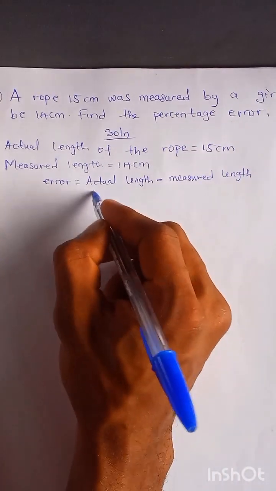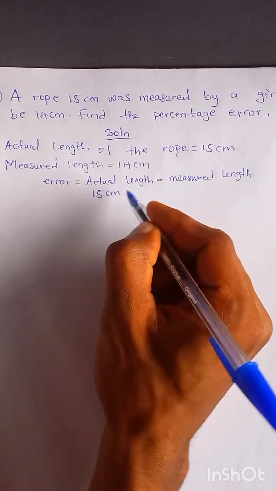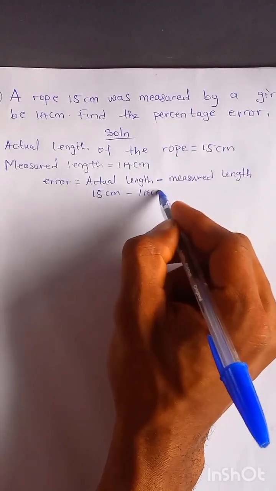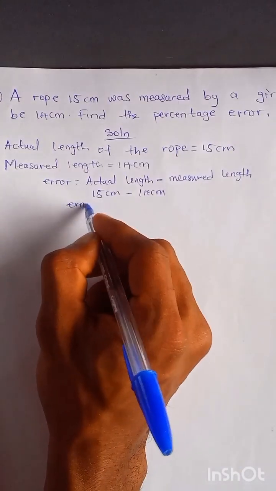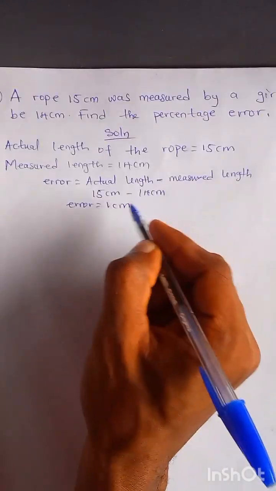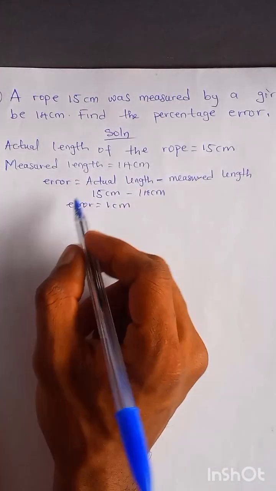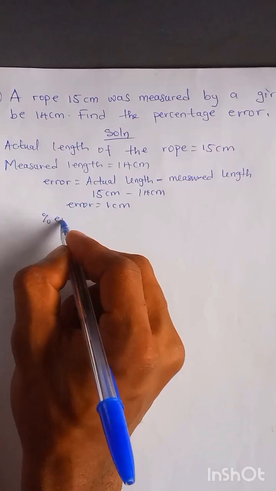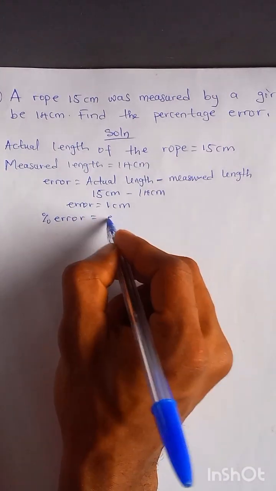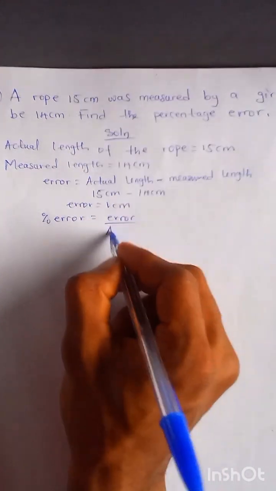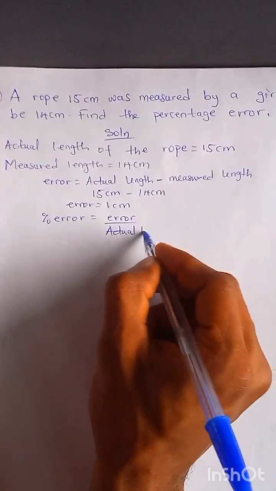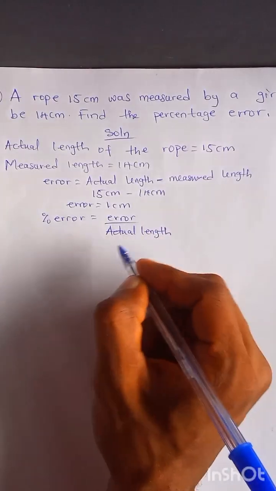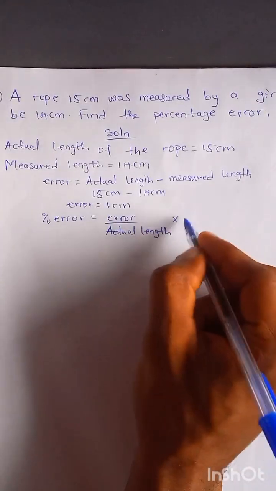So what's the actual length? Our actual length here is 15 cm minus measured length 14 cm. So error here is equal to 1 cm. That's fine. So now we can get the percentage error from the formula: percentage error is equal to error in measurement over actual length. Please try and follow up, it's not that difficult. Error over actual length times 100.